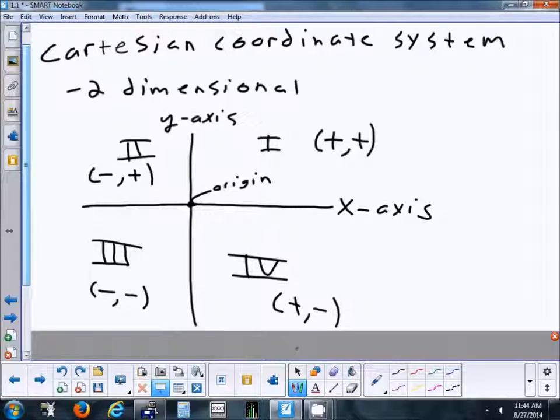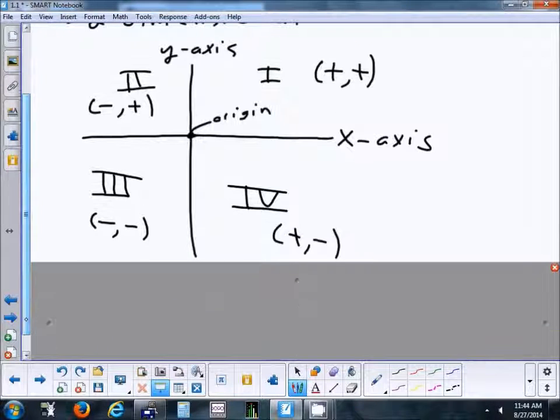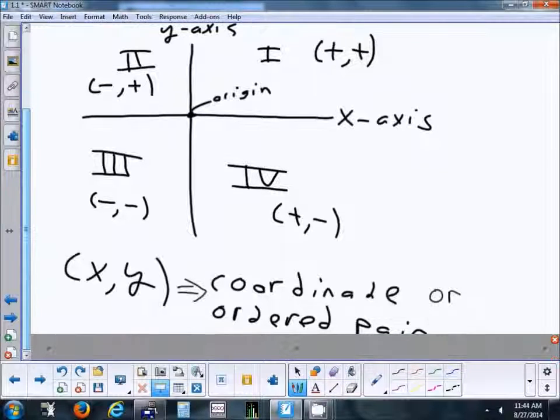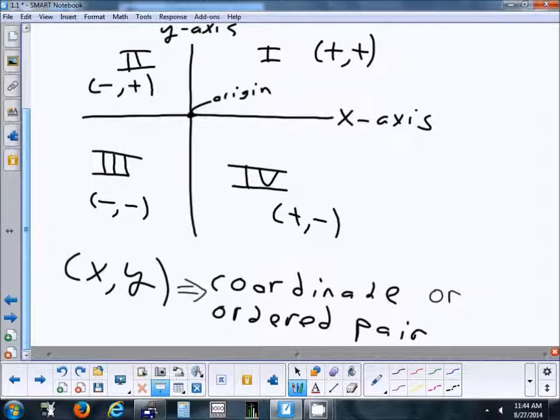Or an ordered pair. Okay, coordinate's kind of a more general term. You can have coordinates in 2D, 3D, 4D. But an ordered pair, you only have a pair in 2D. If you're going to start talking about 3D coordinates, we call it an ordered triple.